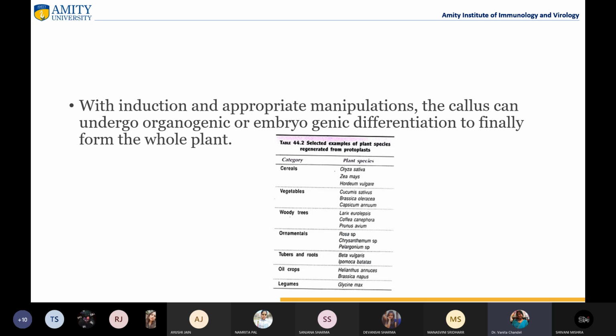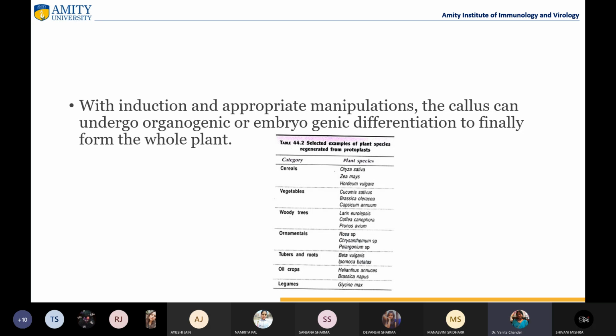Subsequently, we again might need media with some composition of hormones for the shoot formation, or the composition of other hormones for the root formation. With those media, a whole plant can be regenerated, right? So with induction and appropriate manipulation, callus can undergo organogenic or embryogenic differentiation to finally form a whole plant, right?